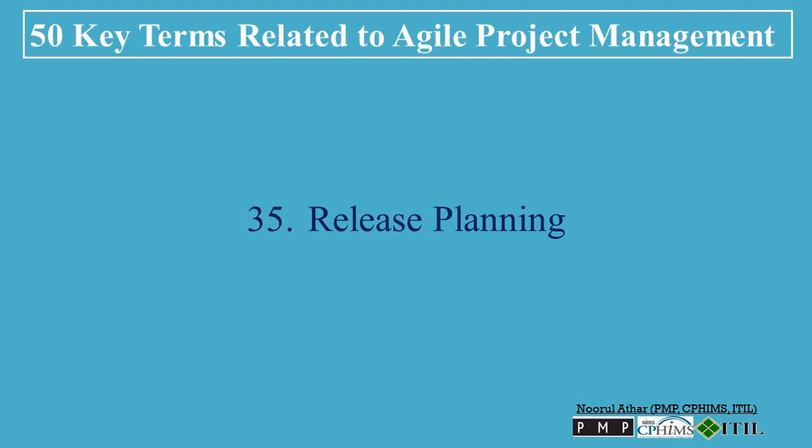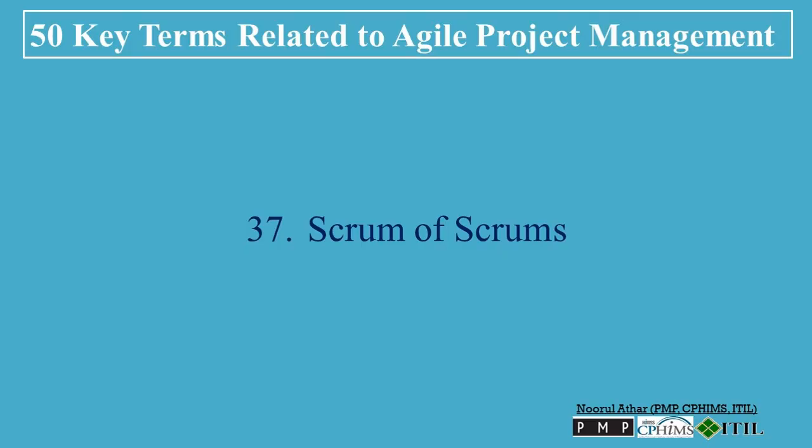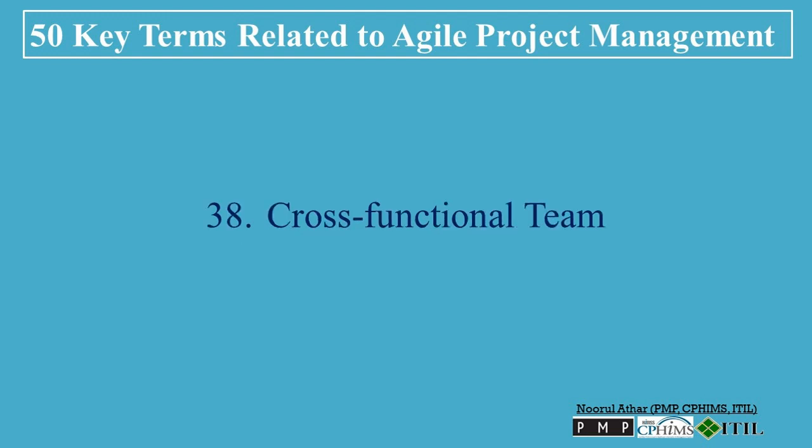35. Release planning, the process of planning the delivery of major versions of the product, typically involving multiple sprints. 36. Spike, a task aimed at answering a question or gathering information, rather than producing shippable product. 37. Scrum of Scrums, a meeting where multiple Scrum teams synchronize their work and discuss impediments. 38. Cross-functional team, a group of people with different functional expertise working towards a common goal.